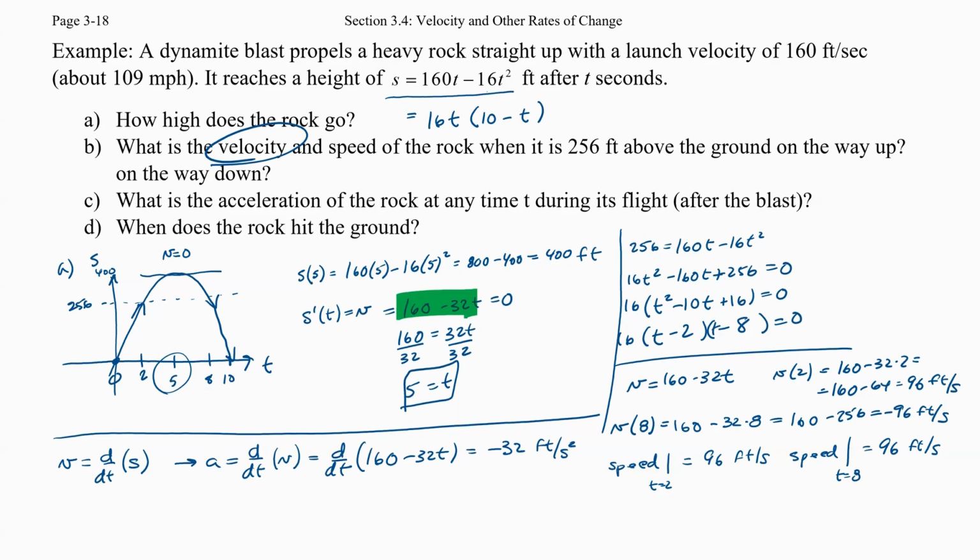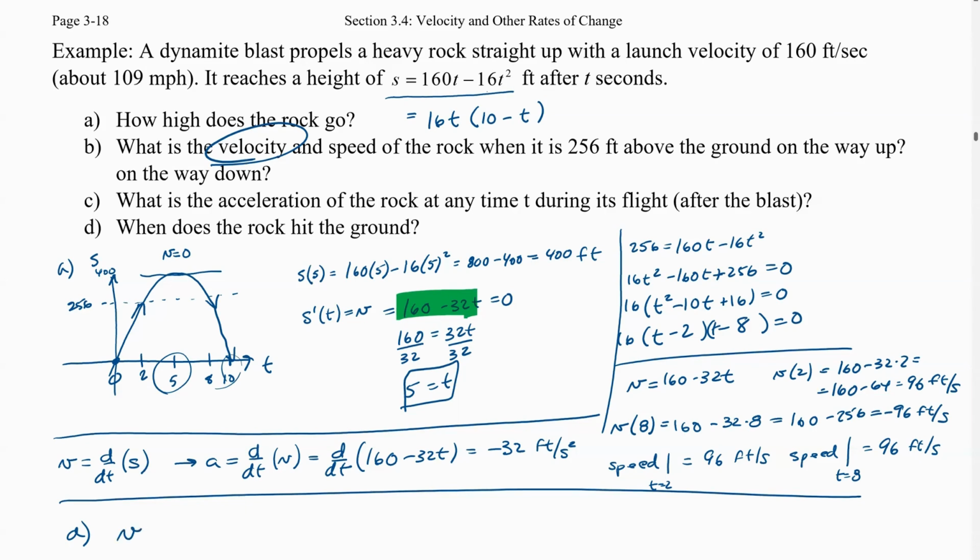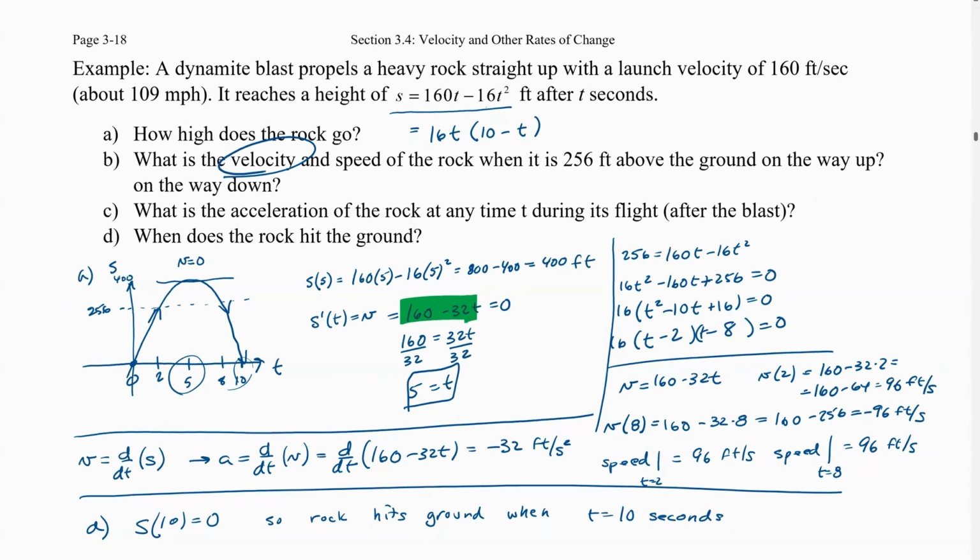When does the rock hit the ground? Well, we already calculated that. So part D is, we notice that position at time 10 is equal to 0. So rock hits ground when t equals 10. Oh, probably should put in units. Seconds. There we go.